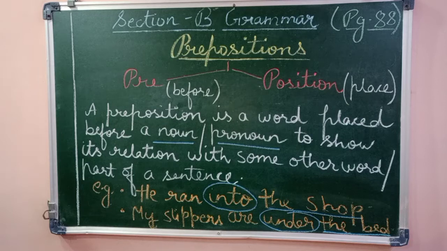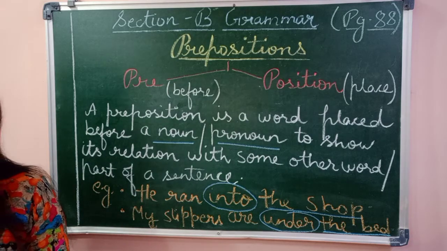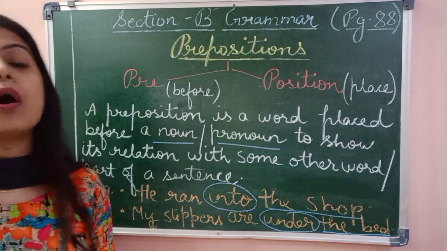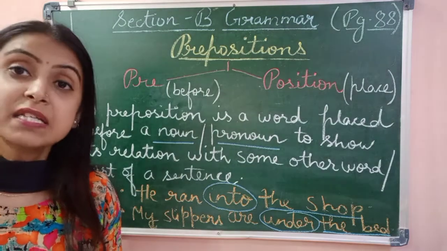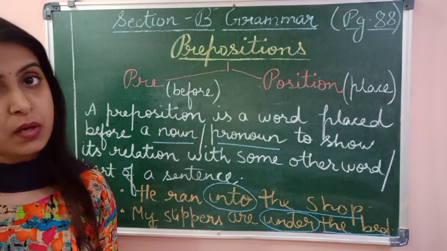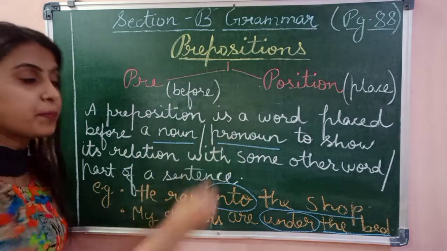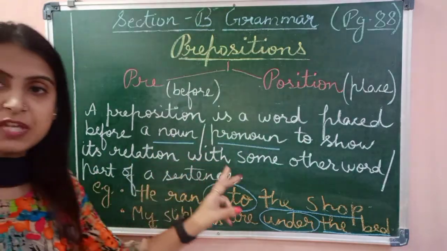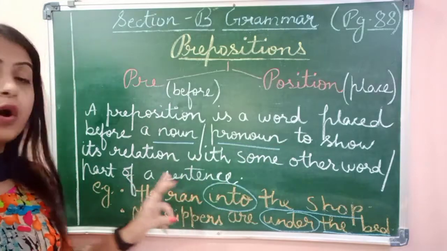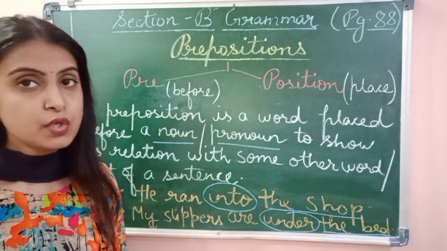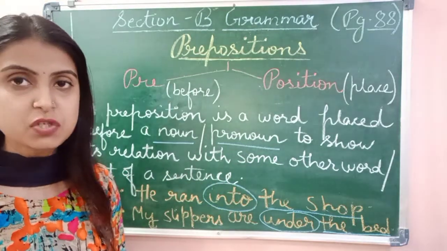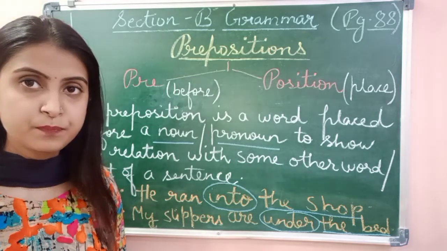So in simple words you can say that prepositions are words that show relationship or connection between two nearby words, right? Or you can say a preposition is a word that is placed before a noun or a pronoun to show its relation with some other word or part of a sentence. So I hope the definition of preposition is clear to you.